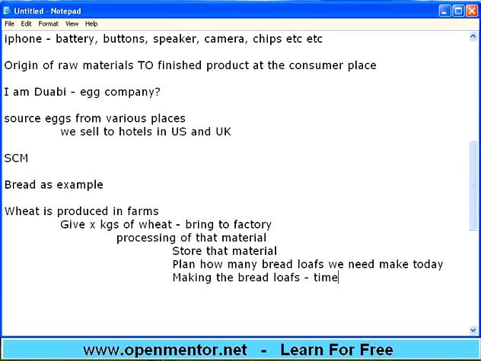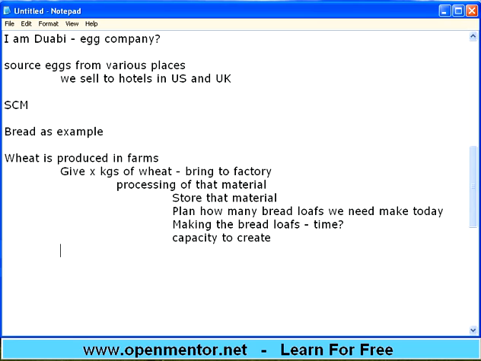You cannot make 1000 loaves instantly. That means the plant has a capacity to create. You need to know the capacity. You cannot simply say I need 1000 loaves today, right? If you need that, your capacity should match what you want. So someone has to plan, someone has to make.